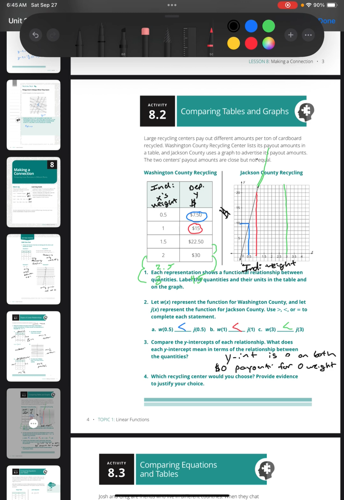And then for number 4, which recycling center would you choose? Obviously the one that has the greater payout, and we can see from number 2, all the payouts at Jackson County are much greater. So I'd go with Jackson County just because it has a better payout.